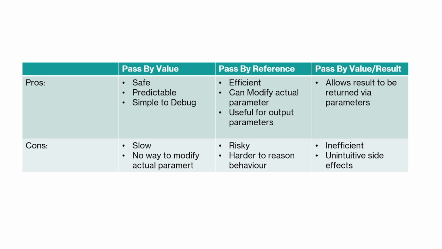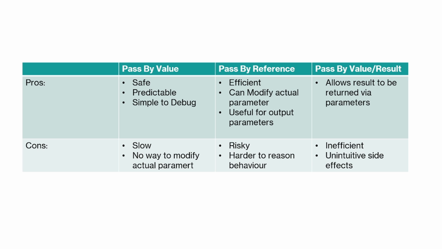The cons are it's risky. We might accidentally change a variable we didn't want to change, and the source value is no longer present. It's gone. And it's harder to reason about the behavior because we might accidentally change a value. We might not know what's going on anymore because we might be dealing with a big system, and it can get messy really fast. It's a bit harder to debug.